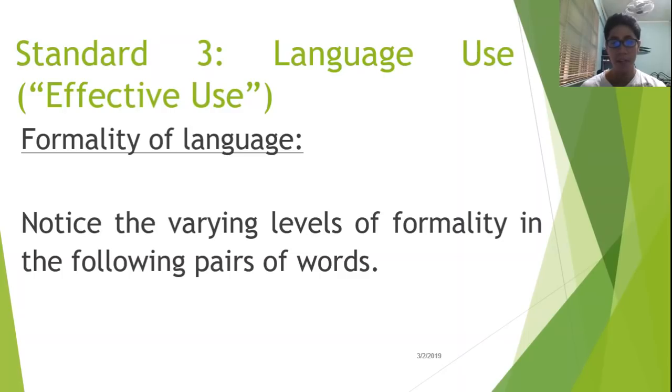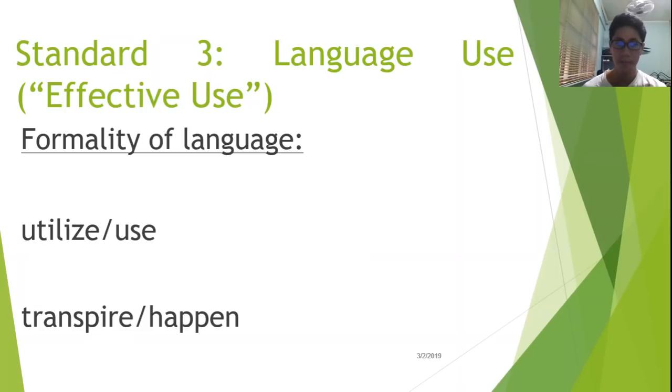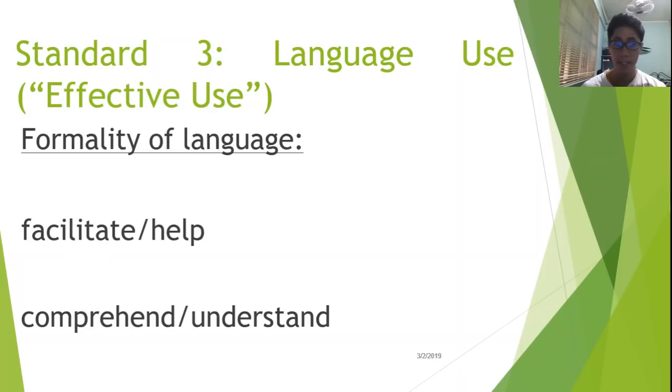Now look at the varying levels of formality in the following pairs of words and then judge in which channel they ought to be used. Utilize, use. Transpire, happen. Facilitate, help. Comprehend, understand.